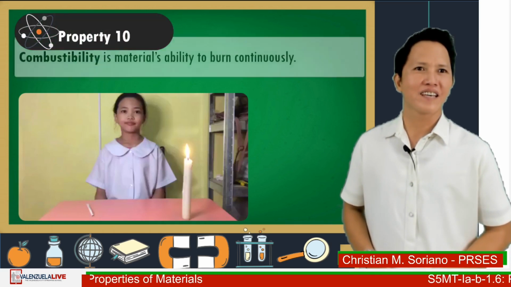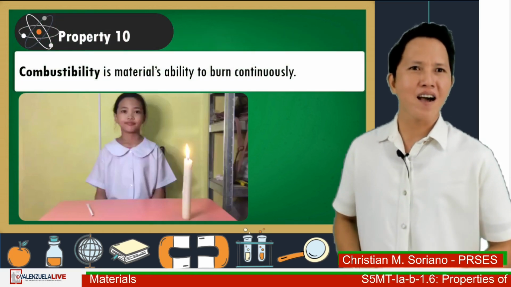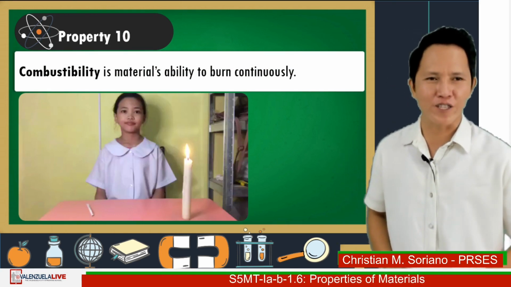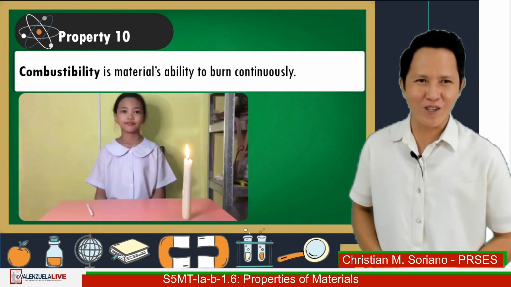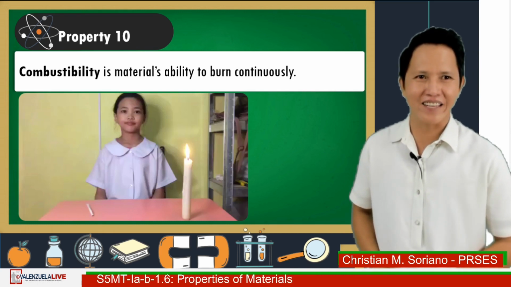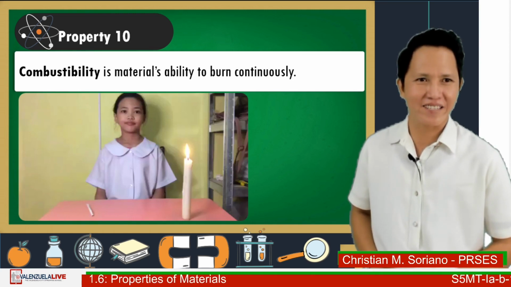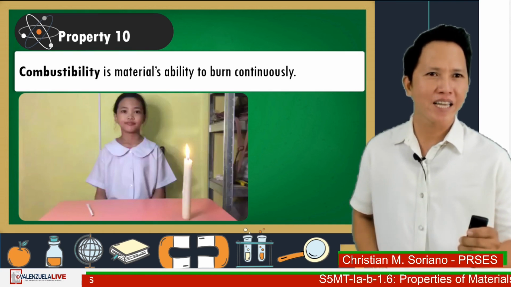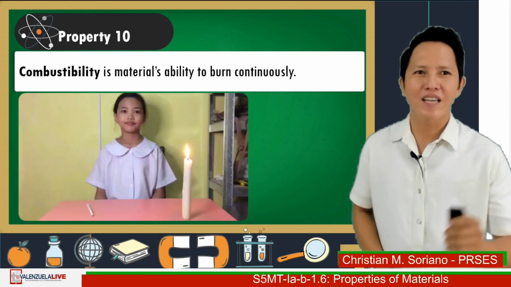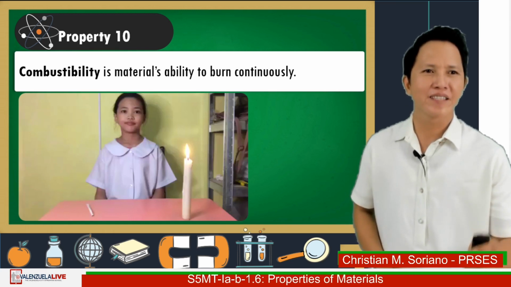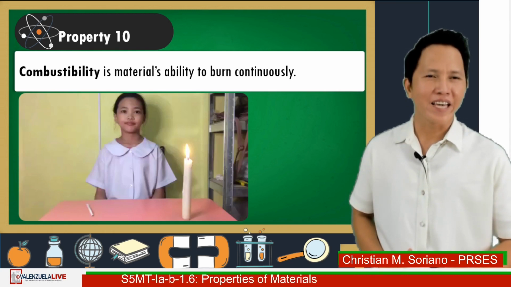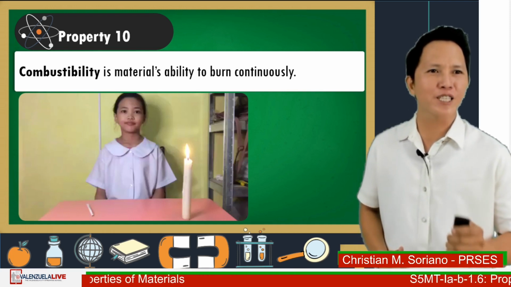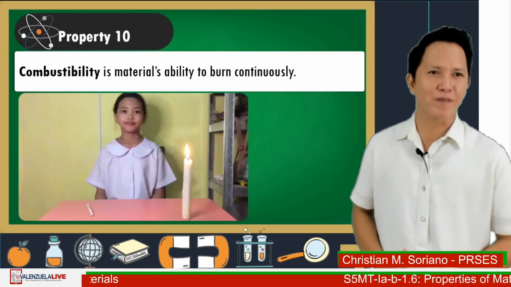Next, the last property we have is combustibility. It is the material's ability to burn continuously. Now, take a closer look at the lighted candle. Yes, it sustains its fire continuously. It is because the wick or the part of the candle is being sustained by oxygen. That's why this material is combustible.